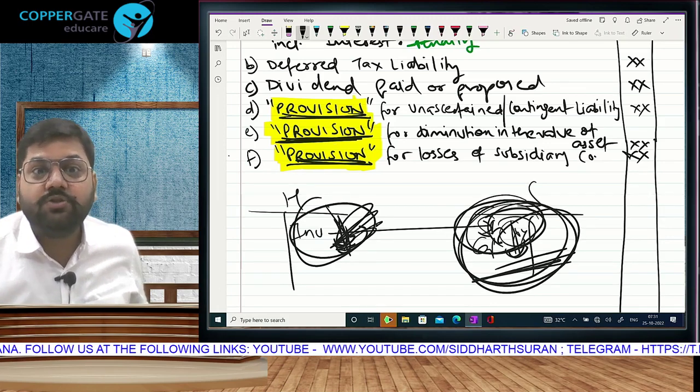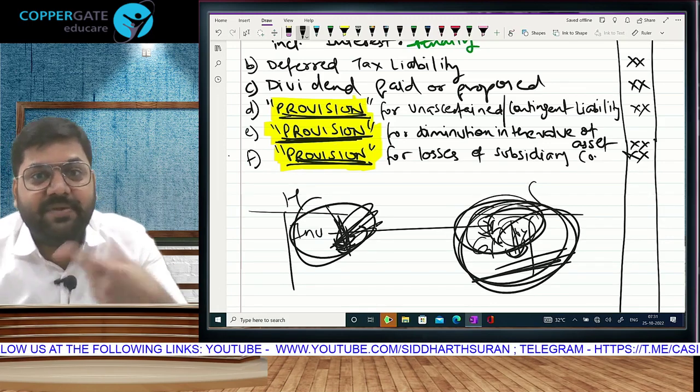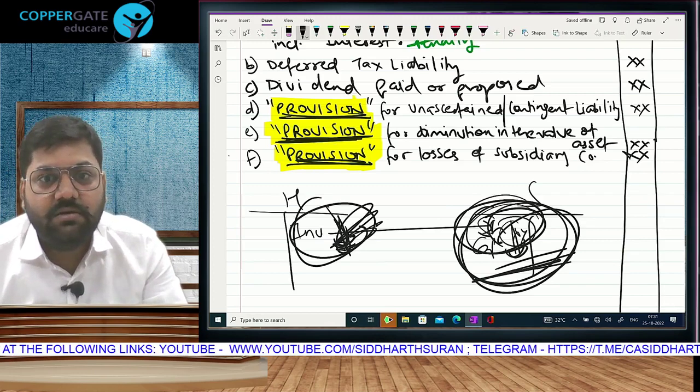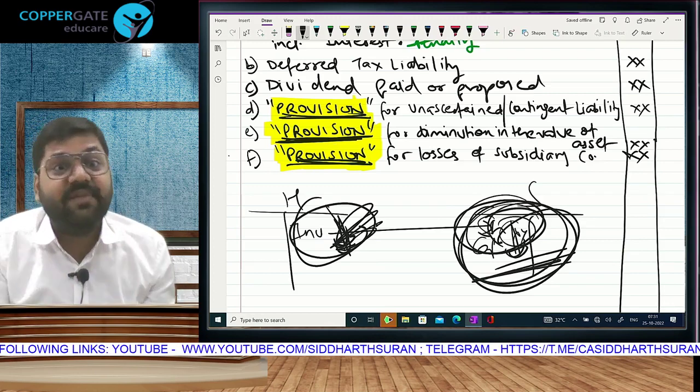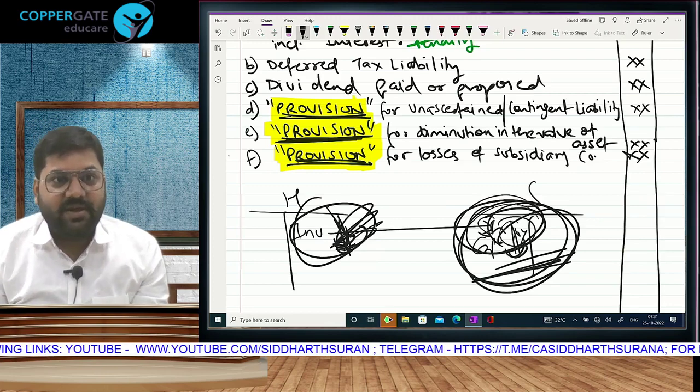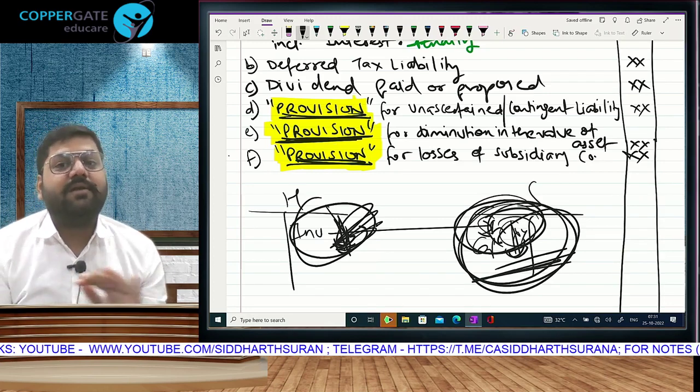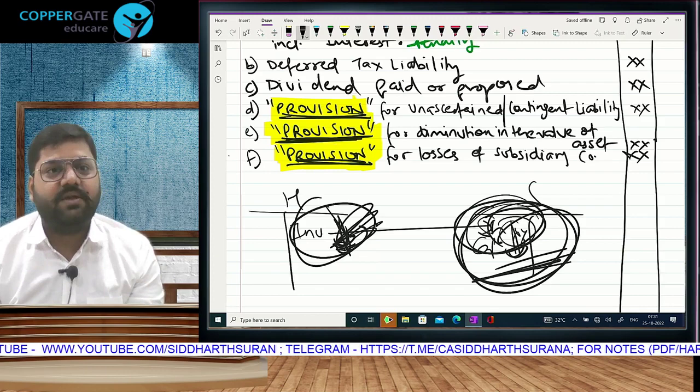And at that reduced price, I sell it. Meaning, my BPCL shares I sell today, then it is an actual loss. Then that will be allowed. Don't add it back. But just because it's a temporary fall, an unrealized loss is not going to be added back.